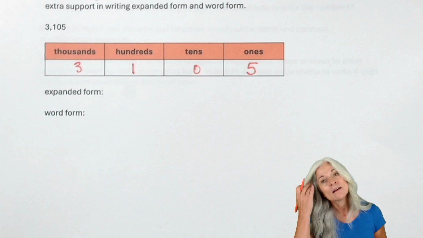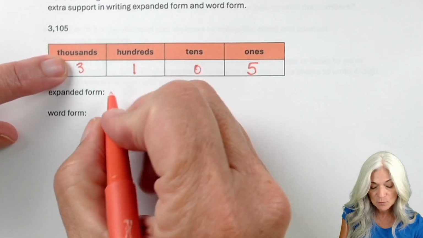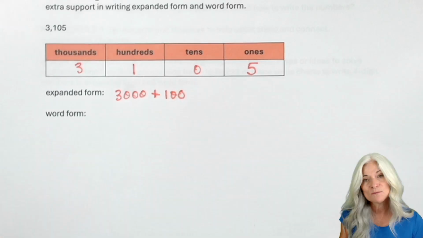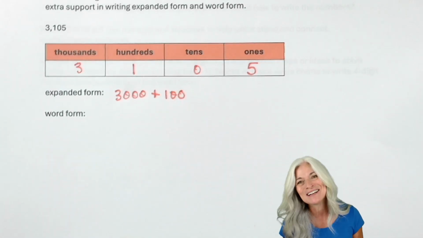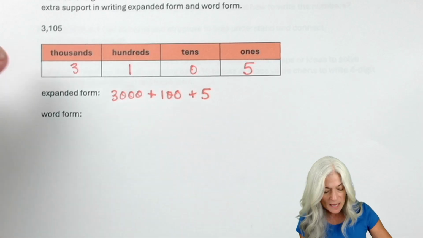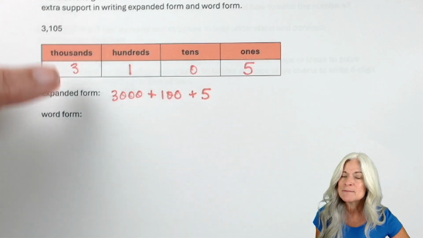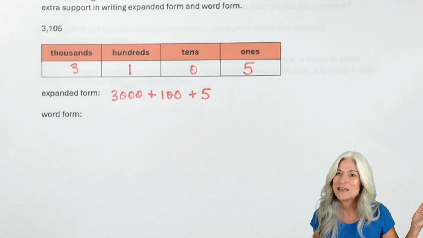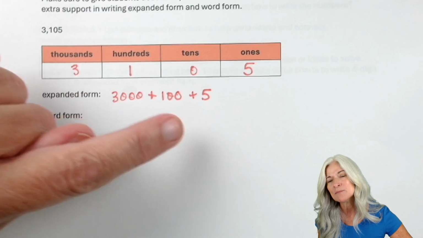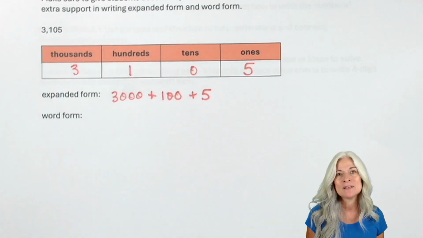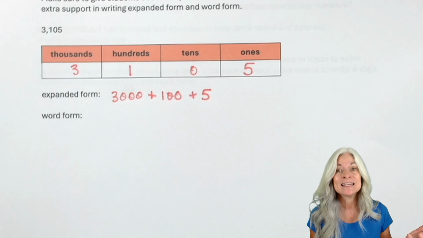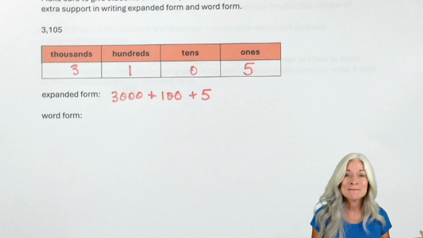expanded form? So then we know that in expanded form, we would have 3,000, plus 100. Oops, we don't have any 10s. Do I need to write plus 0? No, I don't need to write that. And then plus 5. So again, for some students, having that place value chart helps them make that connection to expanded form. Do they have to use it? No. If they understand from standard form that this is 3,000 plus 100 plus 5, they don't have to use the place value chart. We do want them to know how to read a place value chart. But again, it is a tool if they need it, and we want to make those tools available.